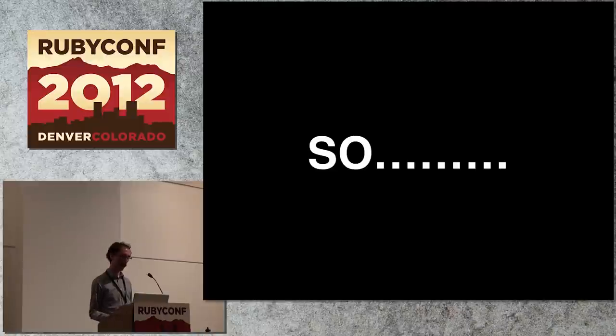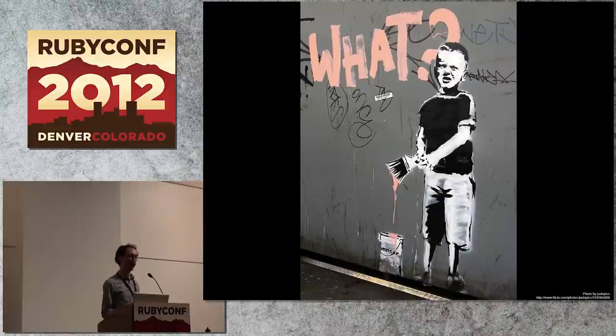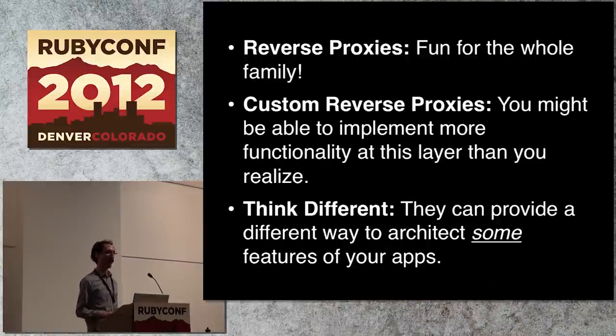I'm starting to wind down here, but I have some more slides to go through. So what has all this been about, really? To summarize, what I really want to encourage is a different way of thinking about some of your architecture. Again, reverse proxies can't solve all problems. They're not suitable for all problems. But I think they can be an interesting different approach, that I don't see utilized as much, to solve certain problems.